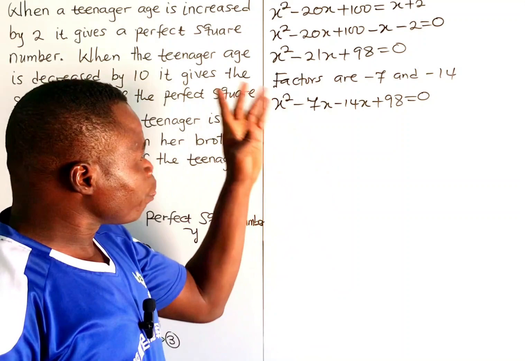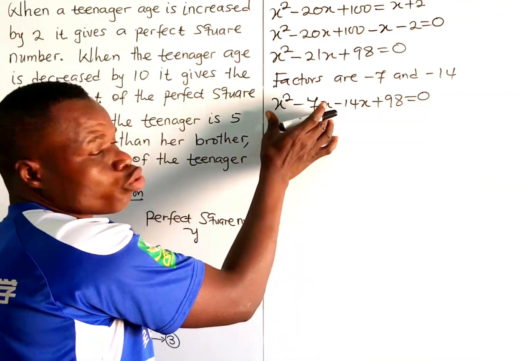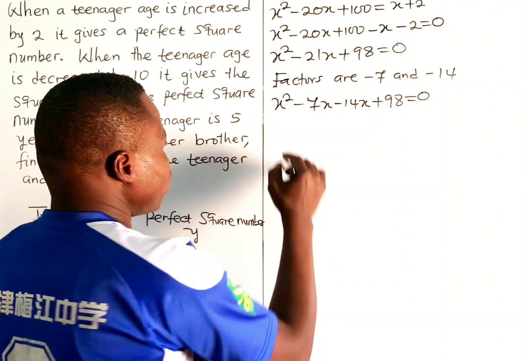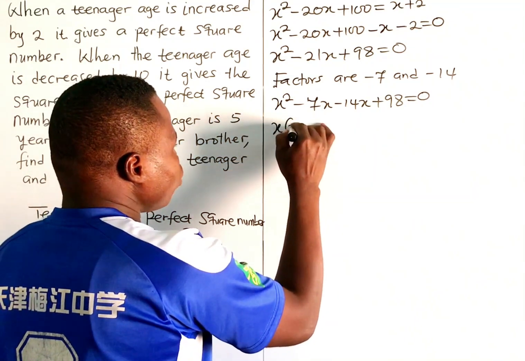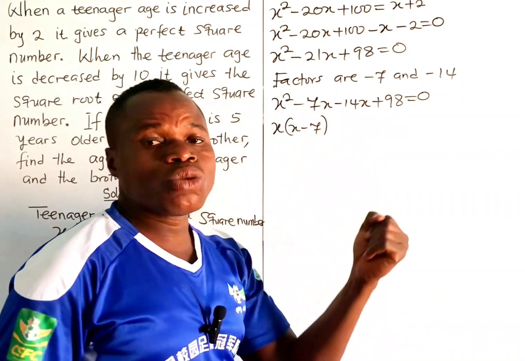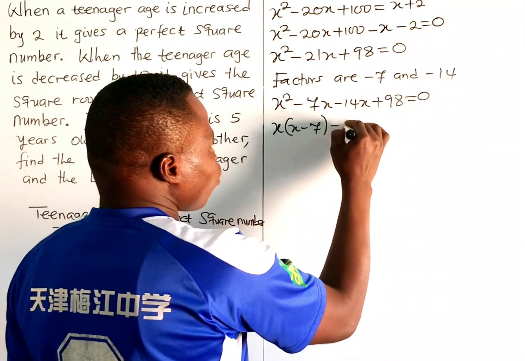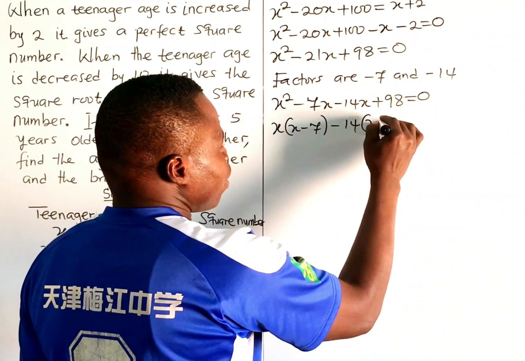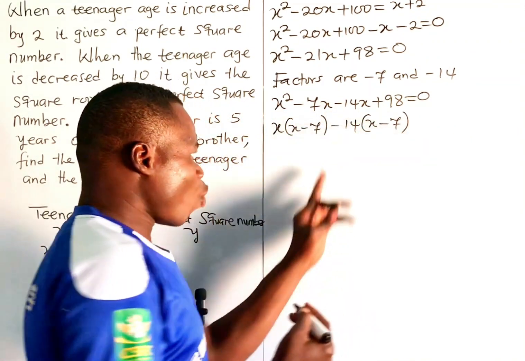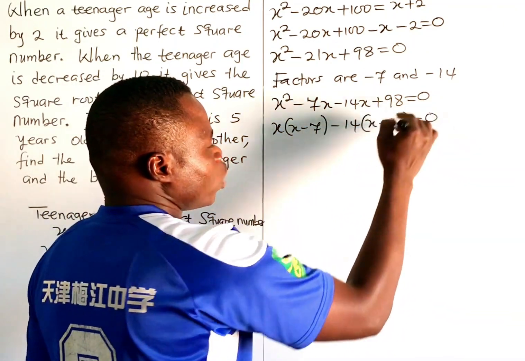I can now factorize them by grouping them into 2 terms. And here x is going to be my common factor. That will be x outside into x minus 7. Then this side, 14 will be my common factor. So I can take my minus 14 outside, x minus 7, because 14 times 7 is the 98. And this will be equal to 0.